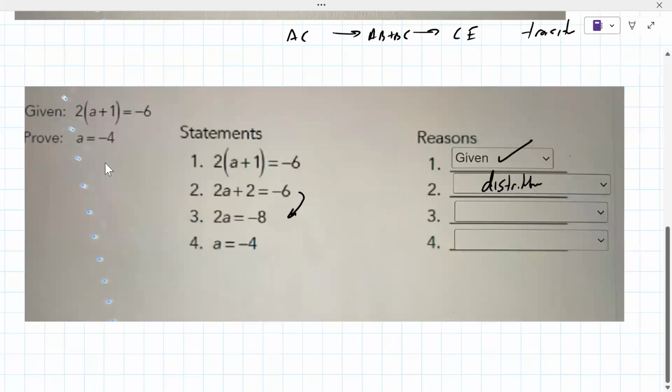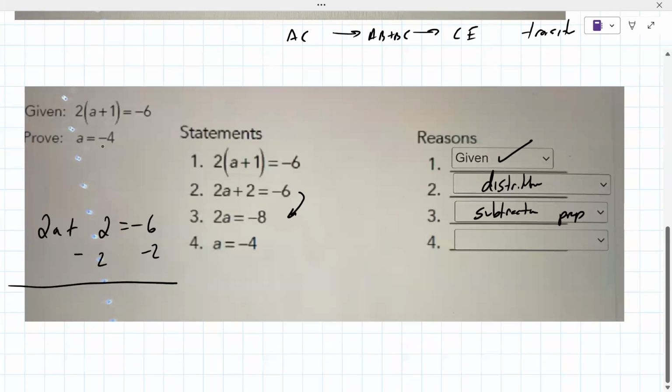Substitution. So sometimes you gotta maybe just write it out and be like, all right, what do I do next to solve this? Well, you do this. And I don't want to say because that's the answer. What am I doing? Subtraction, yes. So it's the subtraction property of equality. And then division. Yes, division property of equality.